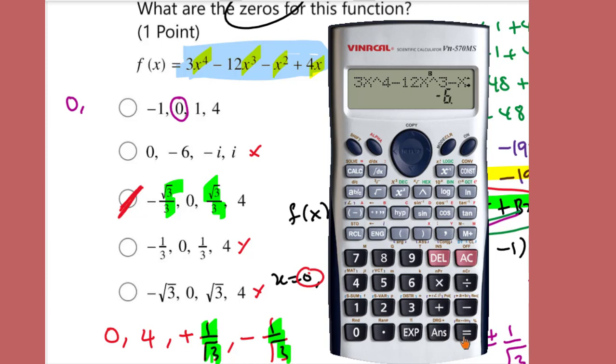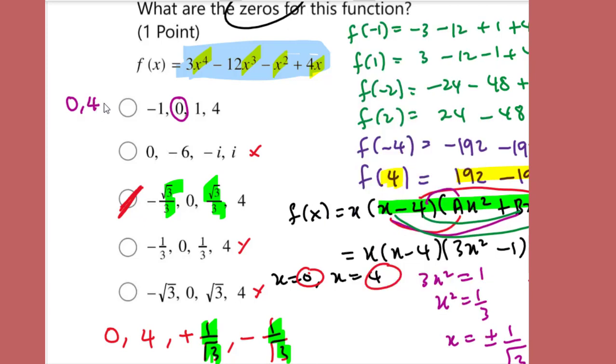This one, negative 6, is not equal to 0. So calculate again for 4, which gives 0. So we can say that 0 and 4 are the zeros for the polynomial. For the second option, this is not 0 nor 4, so this is not the answer. And this is also not the answer actually. So 1 is not a zero. Okay, try the third option.